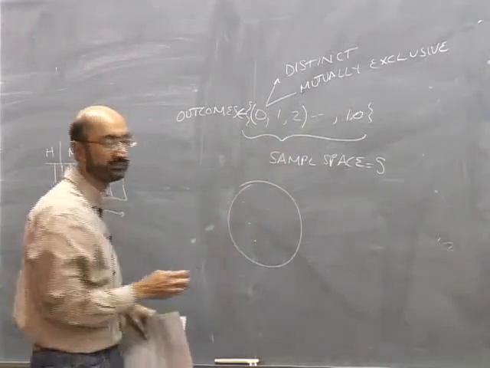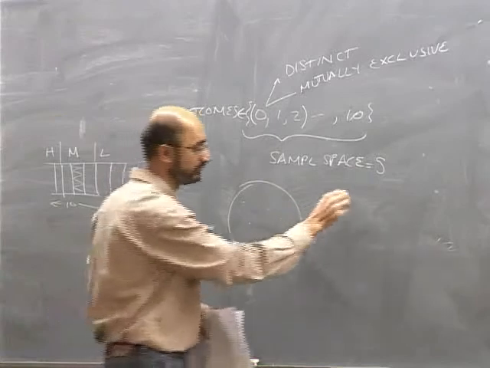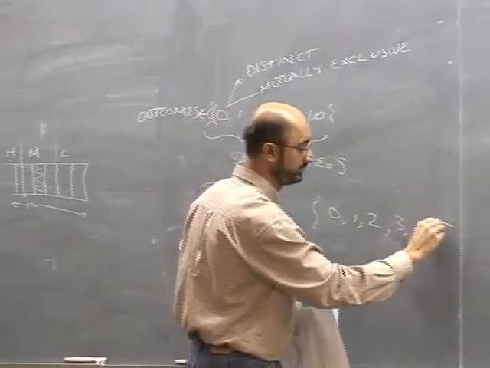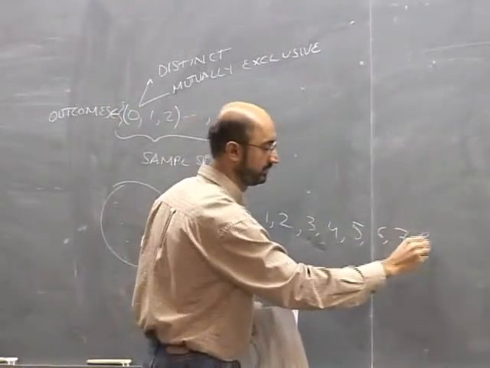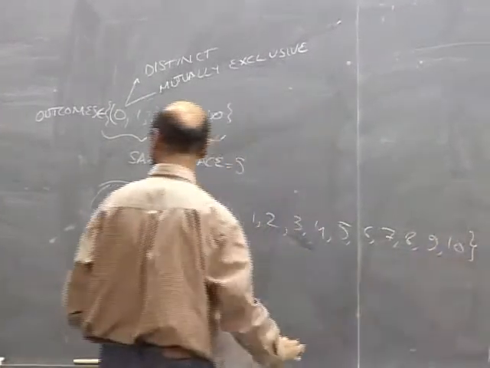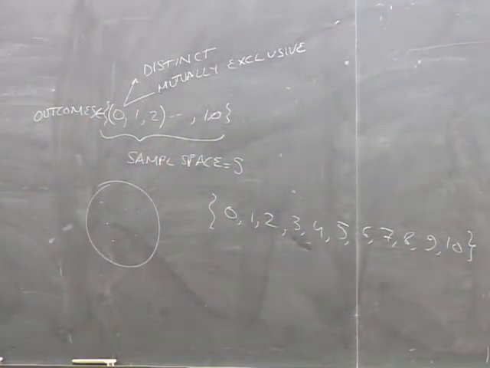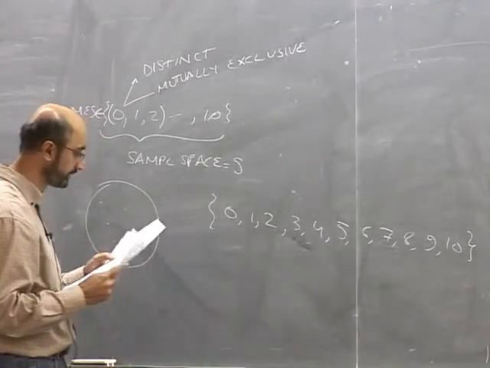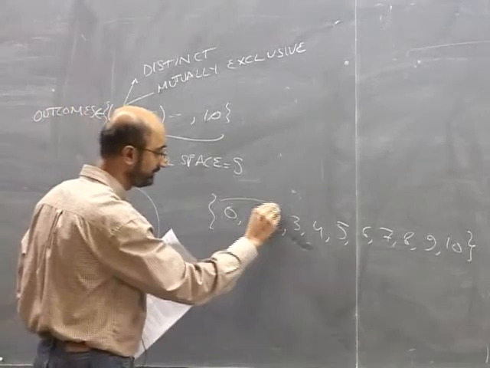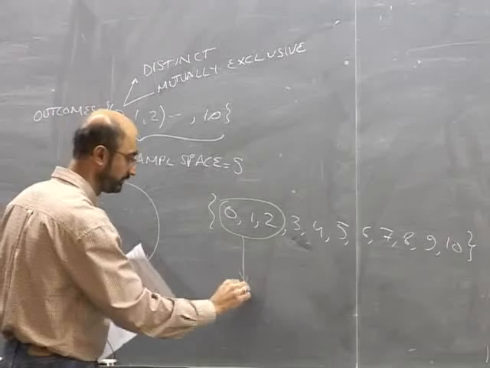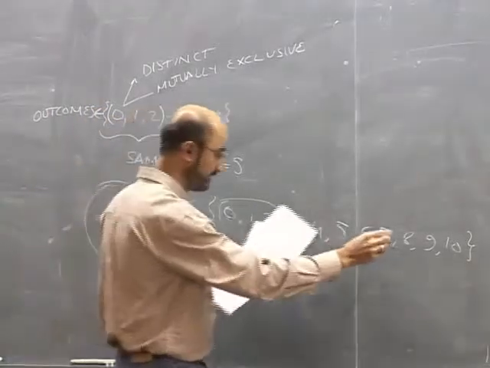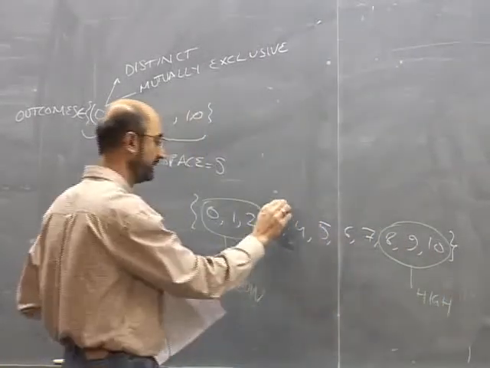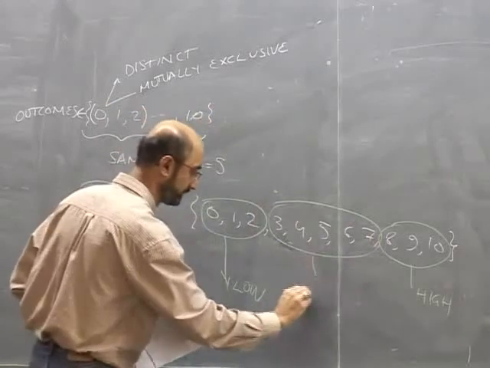So an event is a subset of the sample space. If we were to rewrite this, just to make it clear, I'm going to write the whole thing: 0, 1, 2, 3, 4, 5, 6, 7, 8, 9, 10. So that's my sample space. For the example, I've said if the occupancy is less than or equal to 2, then it's called low. So this subset is what we will call low. Everything from 8 to 10 is called high. And everything in between is called medium.